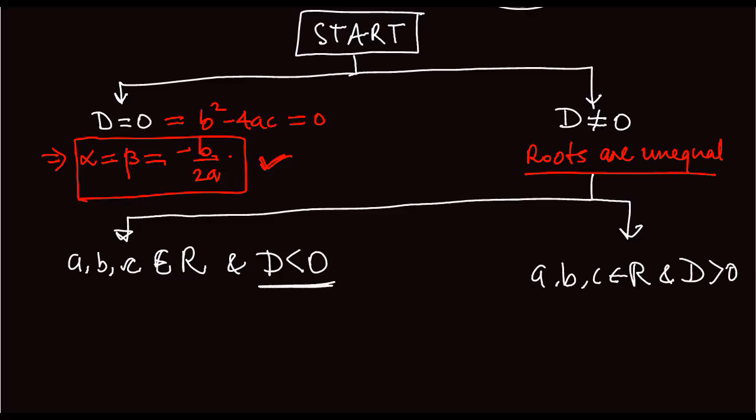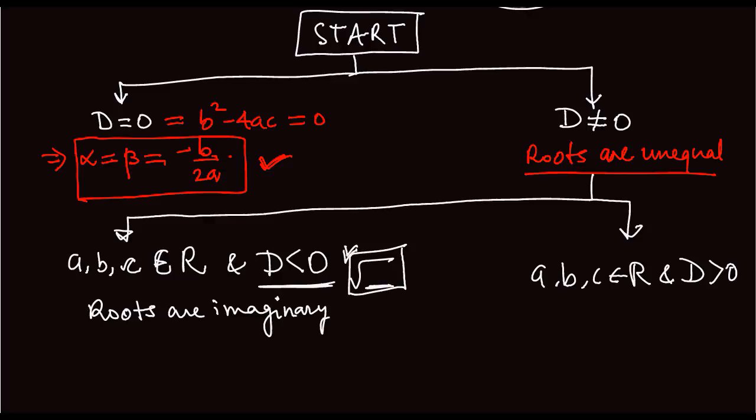Now in this case, when d is less than 0, roots are imaginary. You can see it in complex numbers, of course. When d is less than 0, you cannot calculate the root of some negative quantity and you have to move to complex numbers. So that's why roots are imaginary. For d greater than 0, of course, roots will be real.